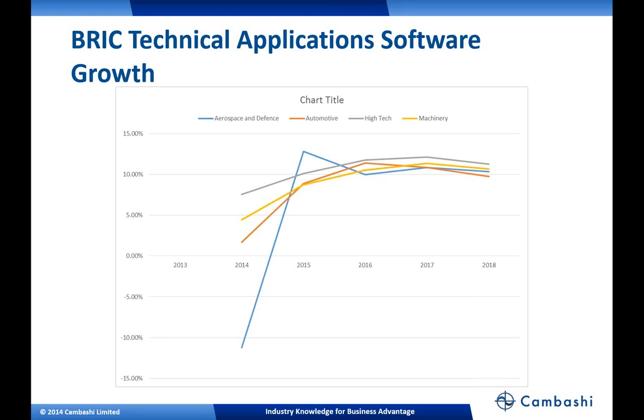So here we're taking a view from the Cambashi Industry Observatory, and I'm showing the growth for technical applications in the BRIC for the four key manufacturing sectors we looked at earlier. And by the way, we are looking at these back in US dollars again, so those 2014 numbers that look quite interesting come with all the caveats we just talked about.